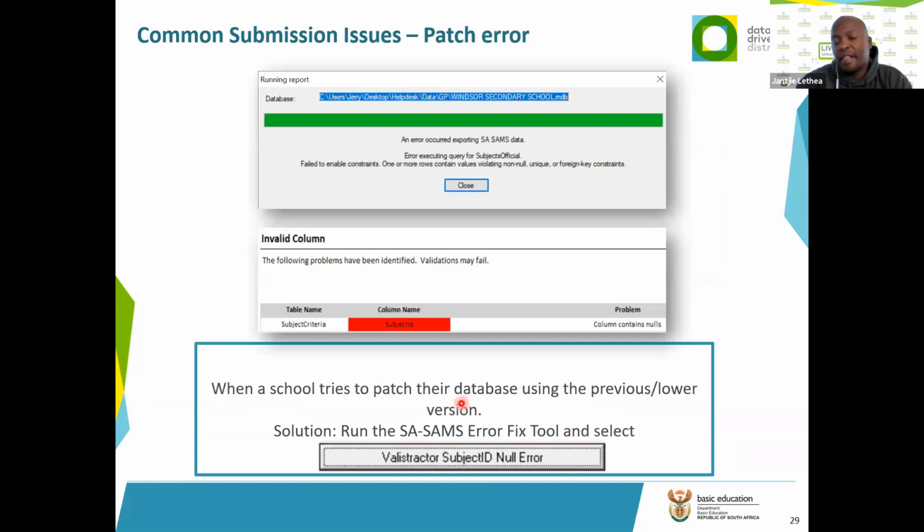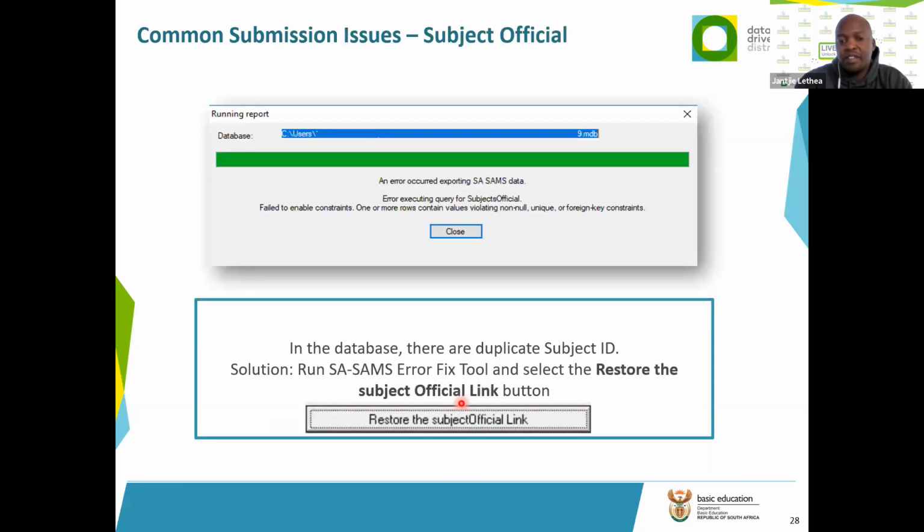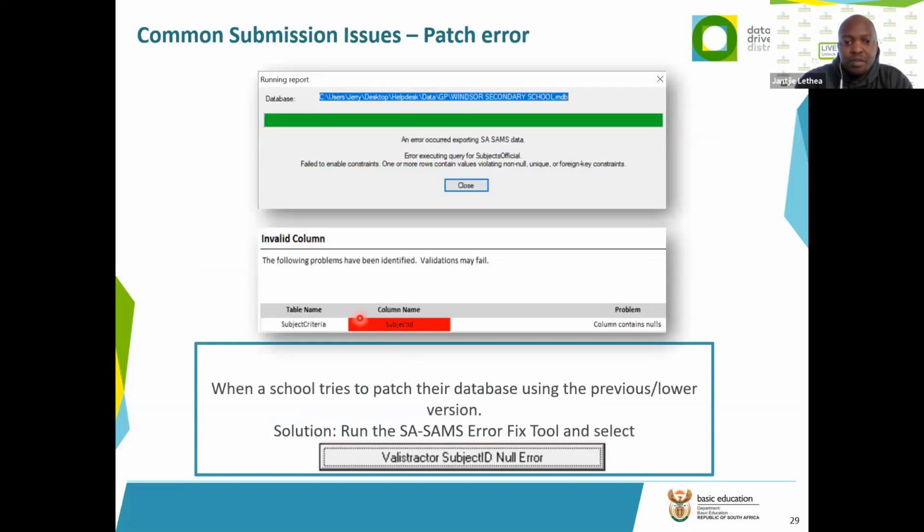It's a similar one, but now it's looking at the second option. Can you see this one is speaking to the subject official link? And then let's come to this one. This one is speaking to the following problems have been identified. Validation may fail, subject ID. You do the same. You go to Tutor, you download the SASMs version fix, and then after installing it, you go to option number 2, which speaks to Valistractor subject ID null error. Immediately you click here, it will load, and then it will tell you that your database has been restored successfully. And then when you go to the Valistractor, you will see that the error will be no more.